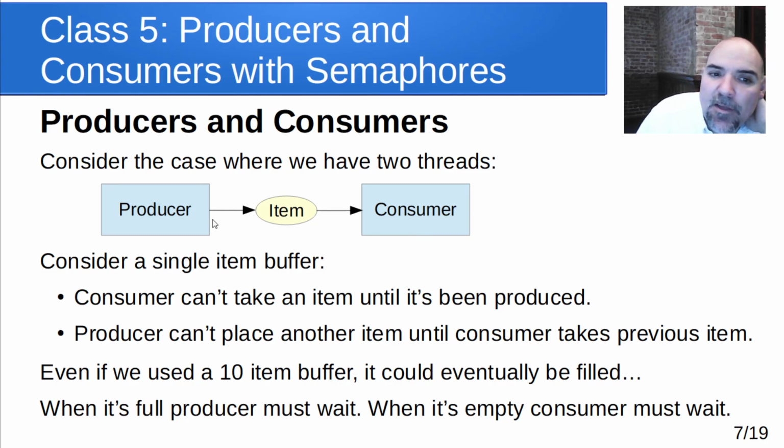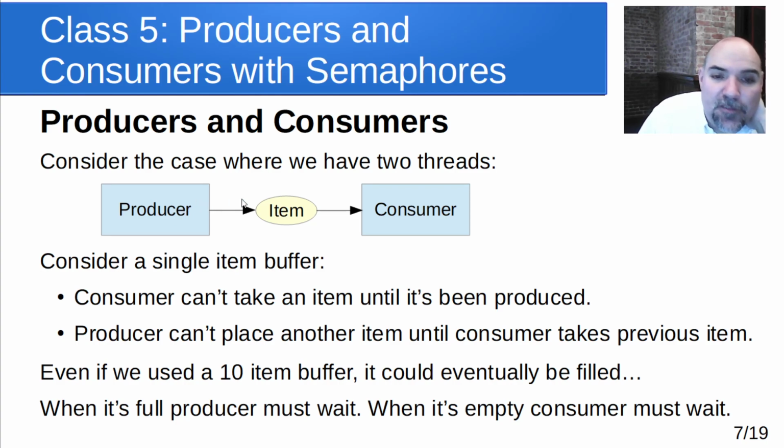Could be a thread that's reading data from the hard drive and making it available for a program that wants to read that data, a buffer sitting between. So first off, consider a single cell buffer, a single item buffer. In other words, the consumer can't take an item until it's been produced.